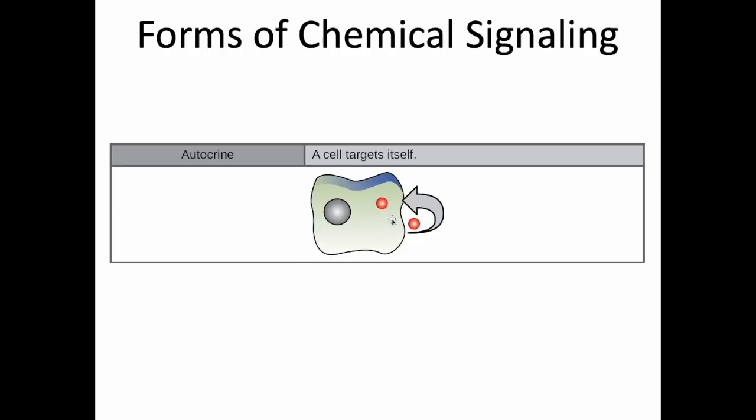This happens often in virus-infected cells. Cells that are infected with viruses need to kill themselves, very grim, but very important to prevent the spread of that virus, and they'll send this sort of message out to itself in order to make that happen.